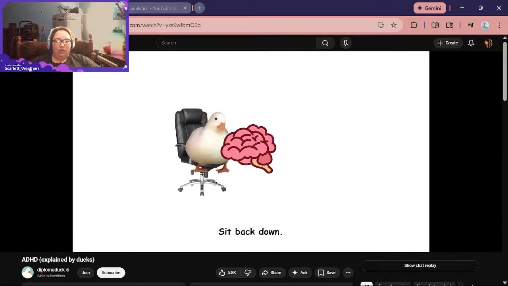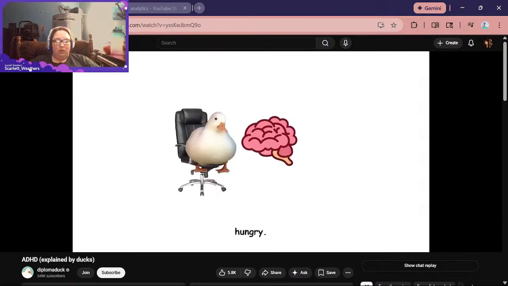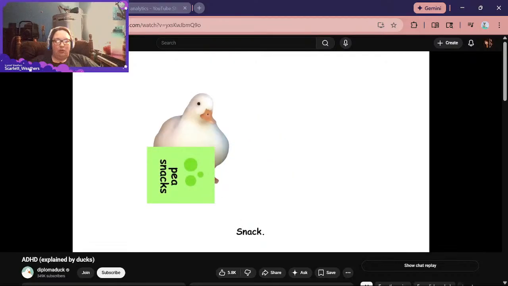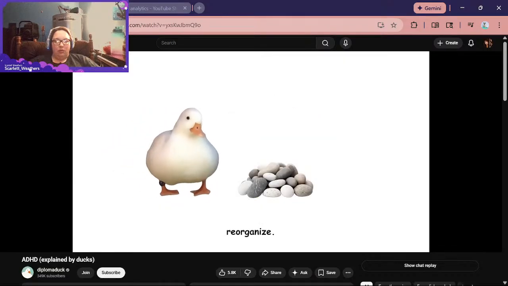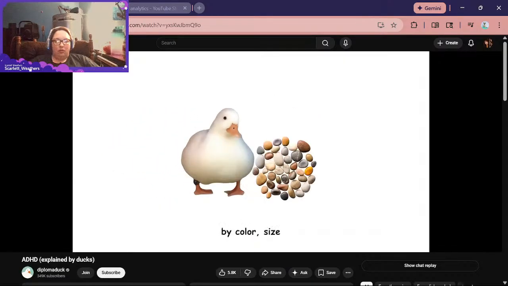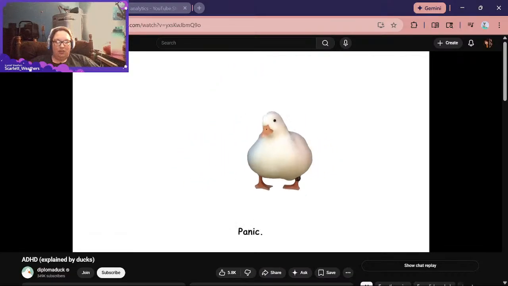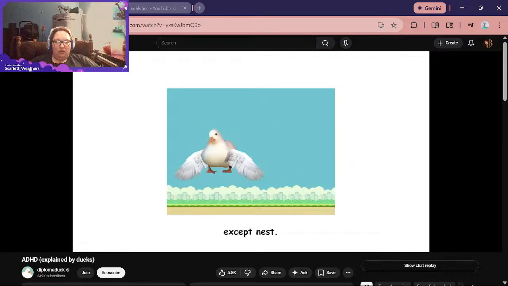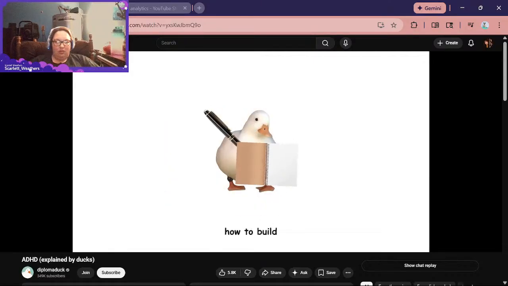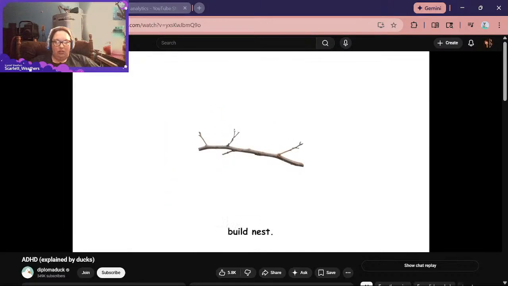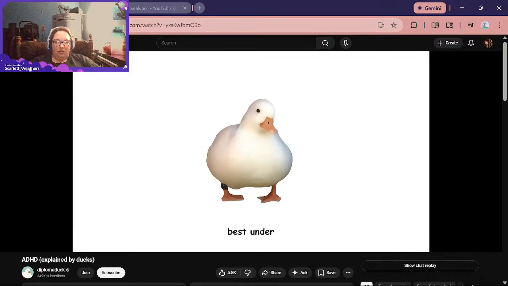Duck sits back down. Brain says, actually hungry. Duck eats pea snack. Then another. Then suddenly reorganizes entire pebble pile by color, size, and so on. Sun going down. Nest still just one twig. Duck panics. Flaps around. Does everything except nest. Writes list called How to Build Nest. Doesn't build nest. Duck says, I work best under pressure.